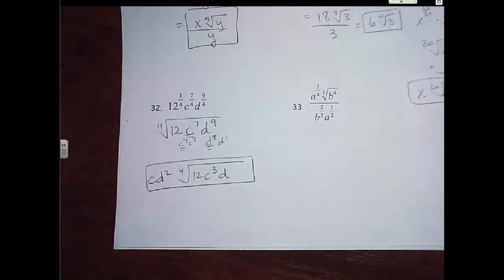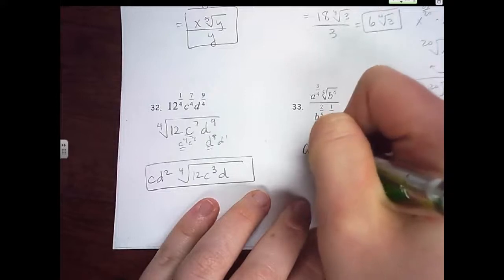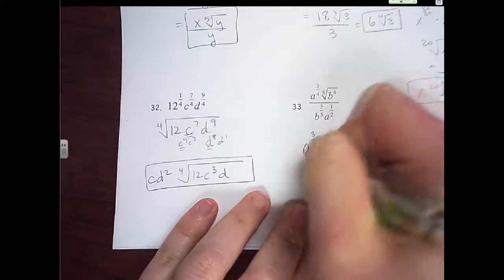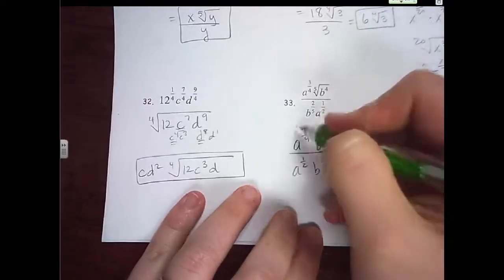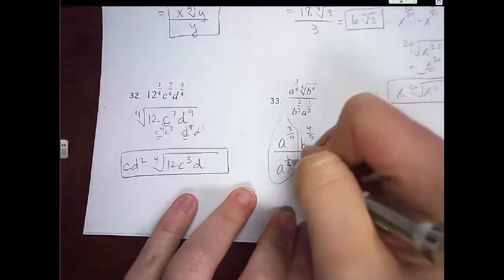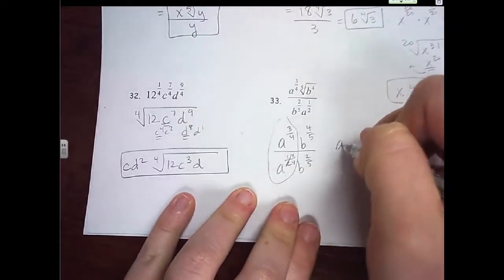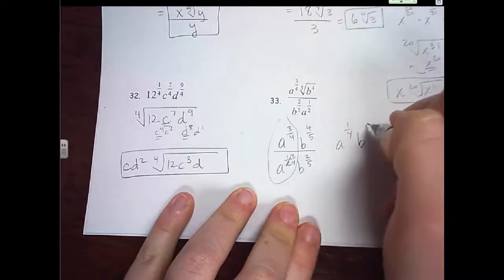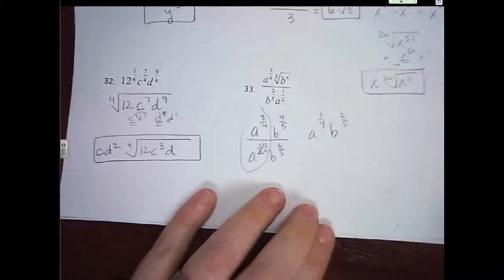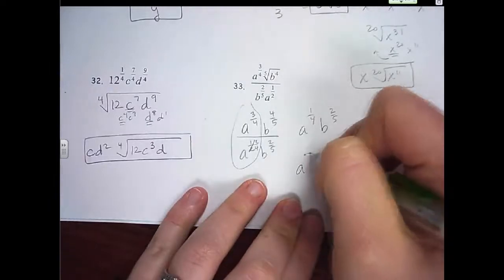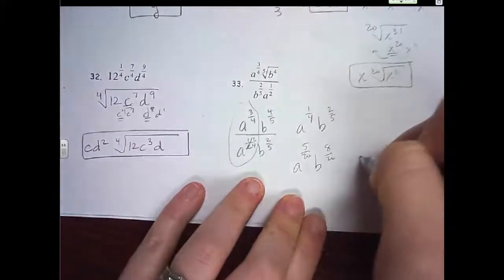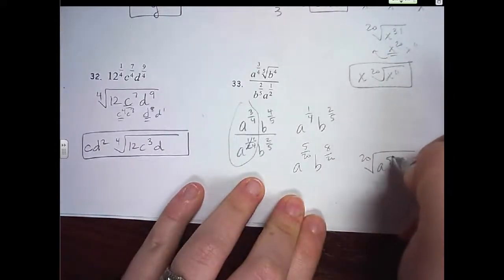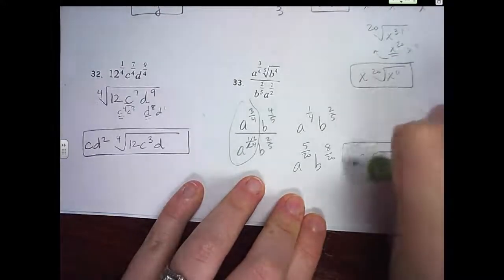Number 33. a to the 3 over 4, b to the 4 over 5. I'm going to switch this so I can see. Okay, so I'm going to subtract this. I'm going to change this to be 4, 2. So that's going to be a to the 1/4, b to the 2/5. Common denominator is what, 20? So 5 over 20 times 4, so 8. So that becomes the 20th root of a to the 5, b to the 8. And that's it.